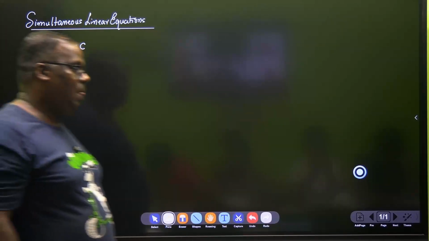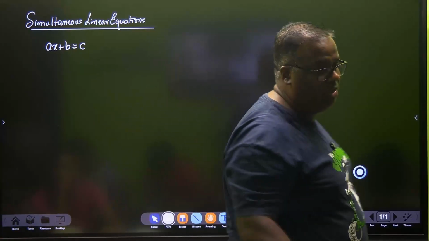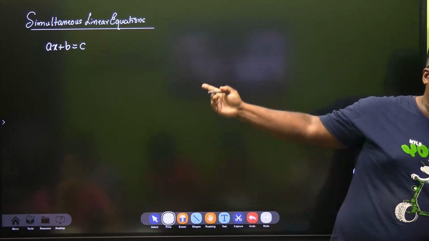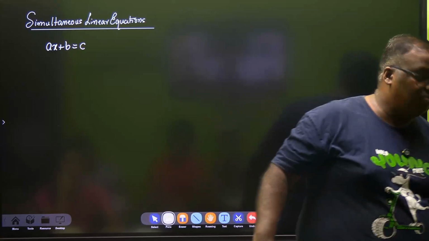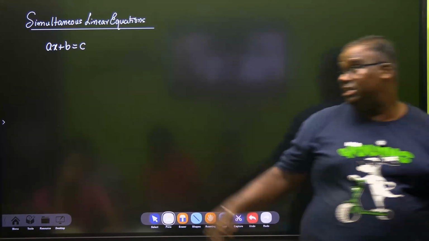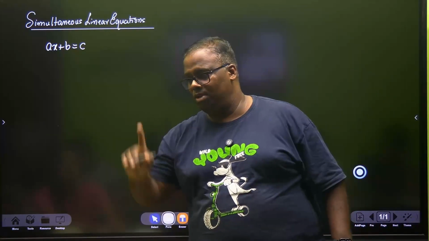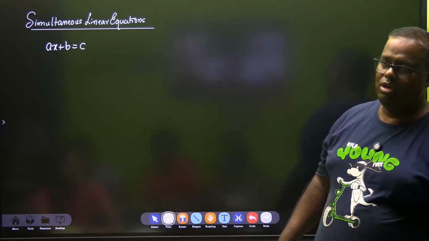So in grade 8, how many counts of variable did you have? You had only one count of variable, like an x or only a y. Therefore, the number of equations was also 1. And it is called linear because the power of the variable is 1. So have you understood why it is called linear equation?